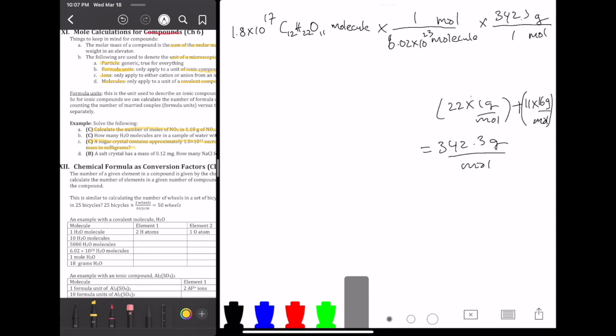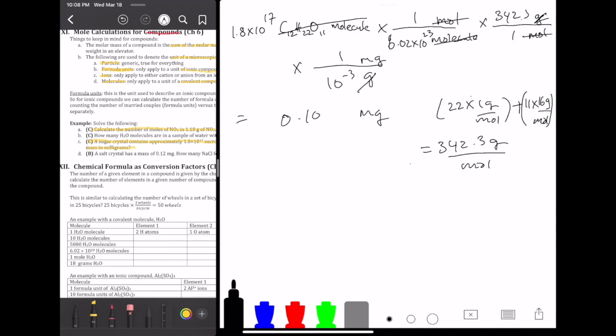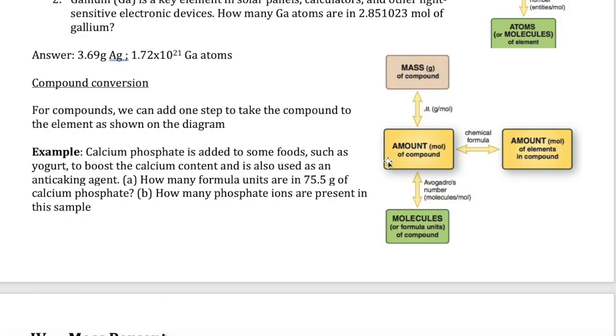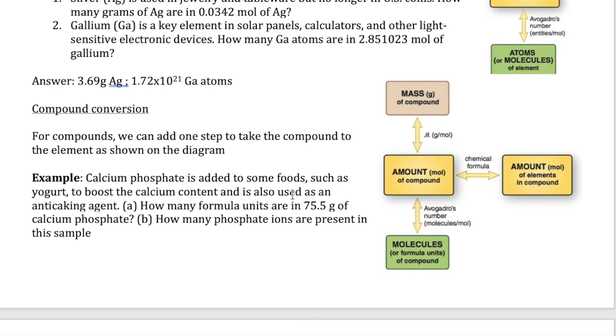They're asking for my mass in milligrams. So I need one more conversion, which is just a conversion between grams and milligrams, 1 and 10 to the minus 3. So when I plug in all of those numbers here in my calculator, first off, this cancels, and then the mole cancels, and then the gram cancels as well. So my final unit is milligrams. I get 0.102 milligrams.